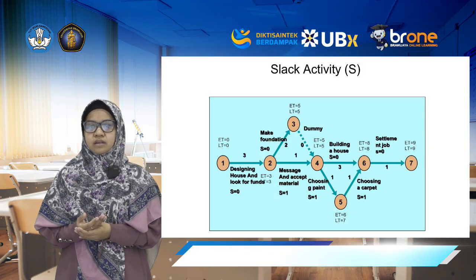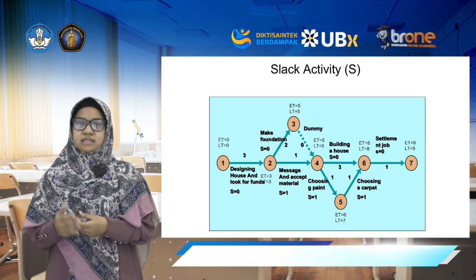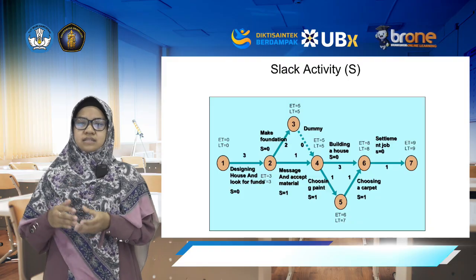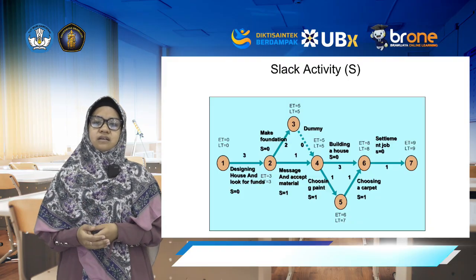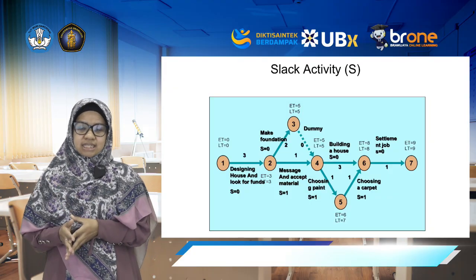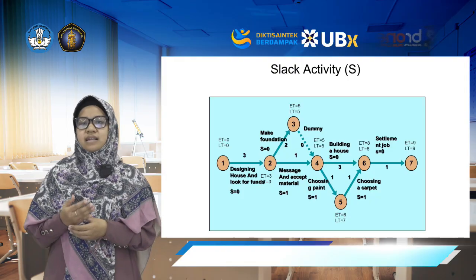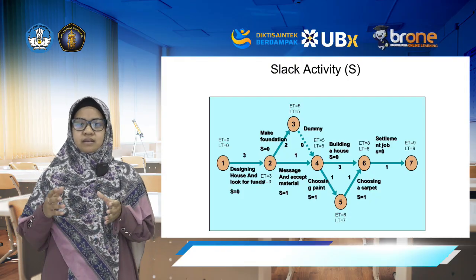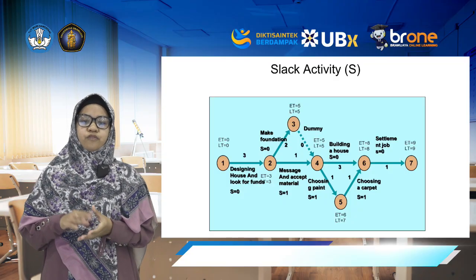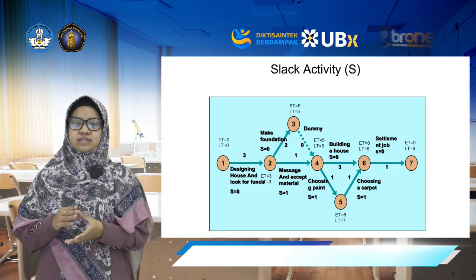Let's read the network. The slack of 1 to 2 is 0, so this is critical, and 2 to 3 is also 0, so this is critical too, and 3 to 4, the dummy, is 0, so this is critical too, and 4 to 6 is critical too because the slack is 0, and 6 to 7, the slack is 0, so this is critical too. The remaining branches have positive slack. 2 to 4, the slack is 1, 4 to 5, the slack is 1, and 5 to 6, the slack is 1.